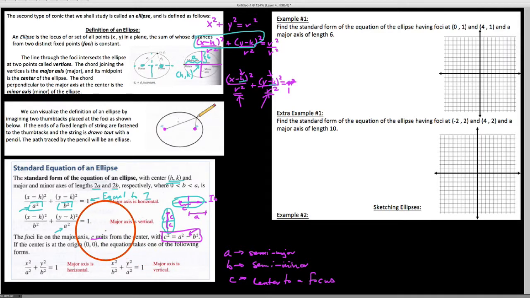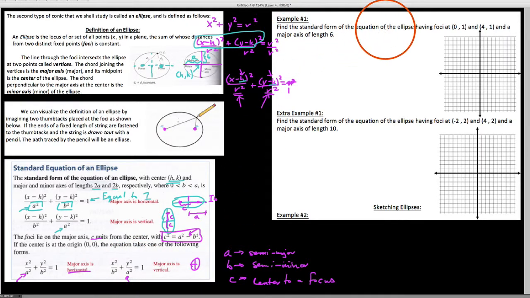So really quickly, if the center is at (0, 0), if h and k are 0 and 0, these formulas collapse and they just become x squared plus y squared equals 1, but over these respective parts that are different from one another, okay? Major axis horizontal would mean the bigger of our two values down here is underneath the x, and if the major axis is vertical, then the bigger of the two values is underneath our y. Okay. So what we want to do is this.